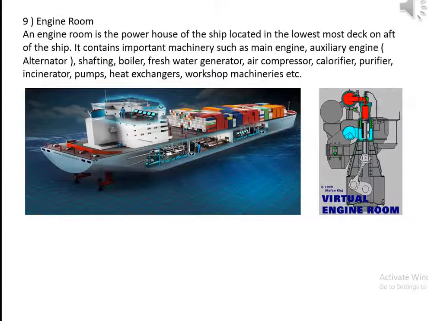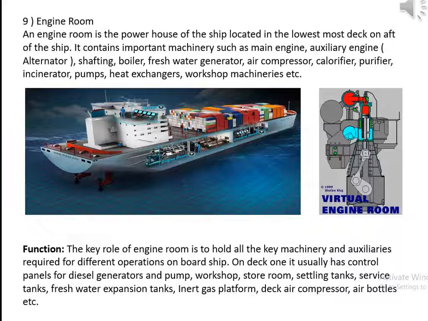9. Engine room. An engine room is the powerhouse of the ship, located in the lowest deck, aft of the ship. It contains important machinery such as main engine, auxiliary engine, alternator, shafting, boiler, freshwater generator, air compressor, calorifier, purifier, incinerator, pumps, heat exchangers, workshop machineries, etc.